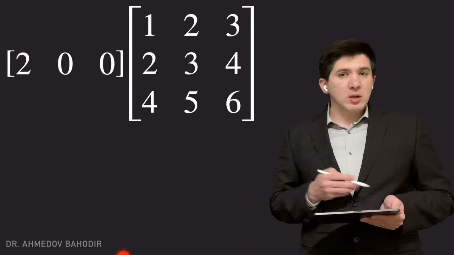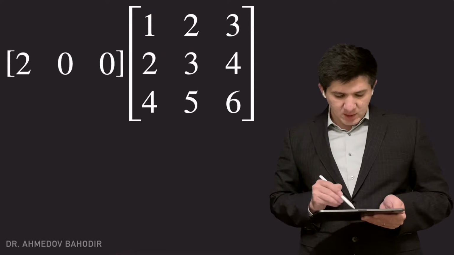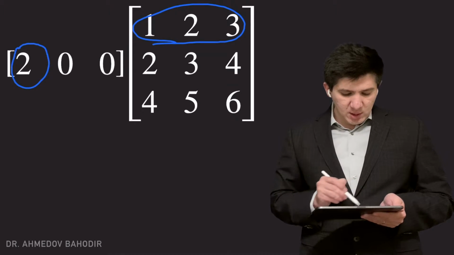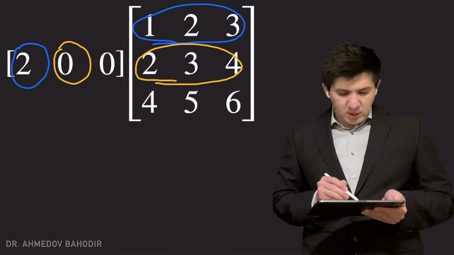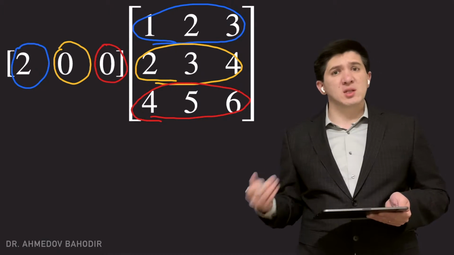You need to look at this multiplication as a linear combination of the rows of this matrix. Essentially, the first row is going to be multiplied by this constant, the second row is going to be multiplied by the second constant, and the third row is going to be multiplied by the third constant here. Then we just need to add them.